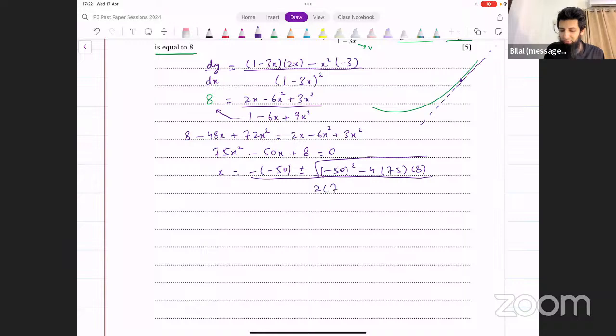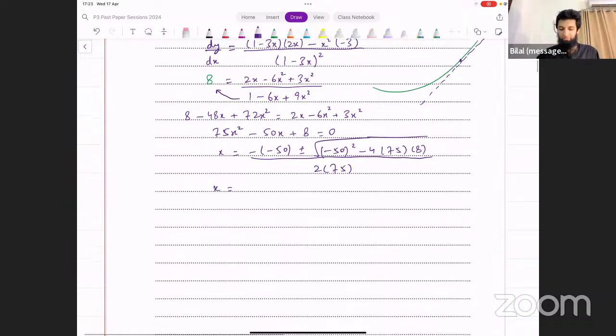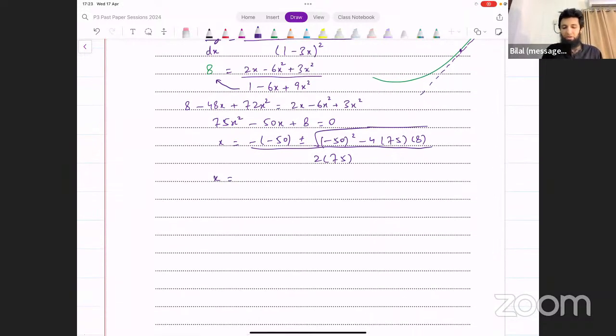Okay, 2 into 75. Now, this is the least amount of working you should show. After this, you can write down the answer, and that's perfectly okay. All right, you can see what this turns out to be. Now, you can use the equation solving function in your calculator, but still just show this particular step. You will get the answers from that. Now, let me just do that on my calculator.